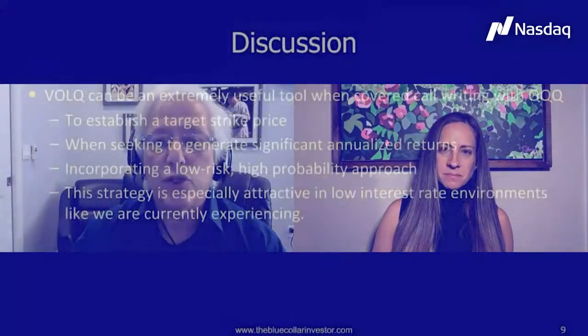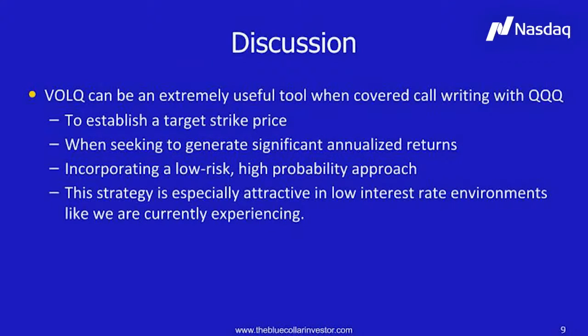All right, and to wrap up here, why is VOLQ useful for a covered call strategy in the Qs? Well, in my view, VOLQ is amazingly useful because the implied volatility stat that we generate will allow us to establish a low end of the expected trading range 68% of the time. So it's a high probability trade. That will then guide us to a specific strike price that we're going to use when covered call writing the Qs. And so what we're doing here is we're using 4 steps to create a low risk, high probability trade that's going to generate a significant annualized return.